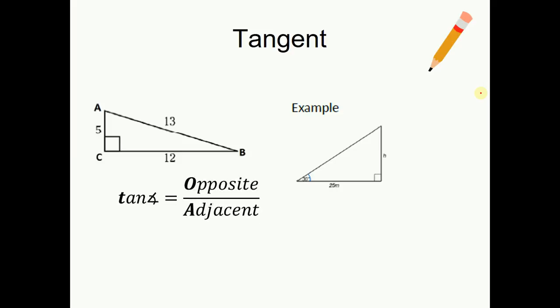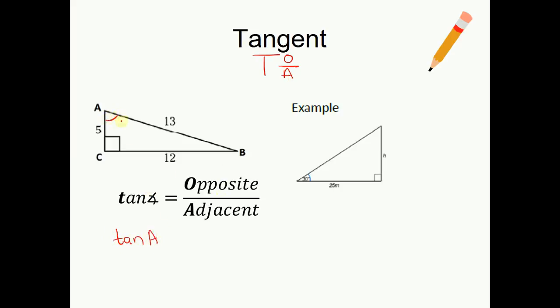Tangent is opposite over adjacent. So a lot of people like to remember this as the TOA. You may have heard SOHCAHTOA before. That's a good way to remember the trig ratios in your head. That way you don't have to memorize opposite over adjacent, you just remember SOHCAHTOA. But let's go ahead here, guys, and find the tangent of angle A.